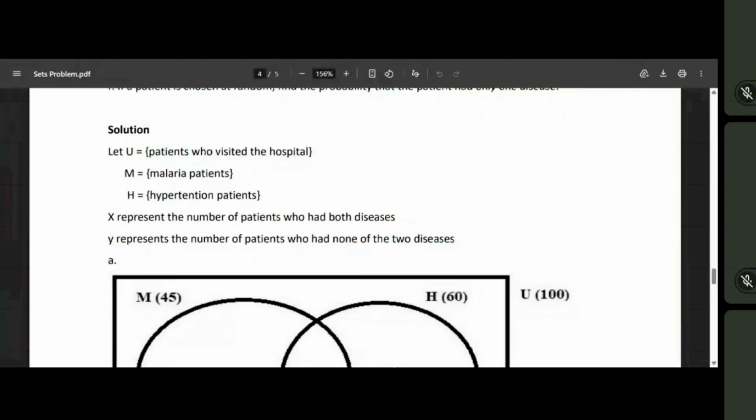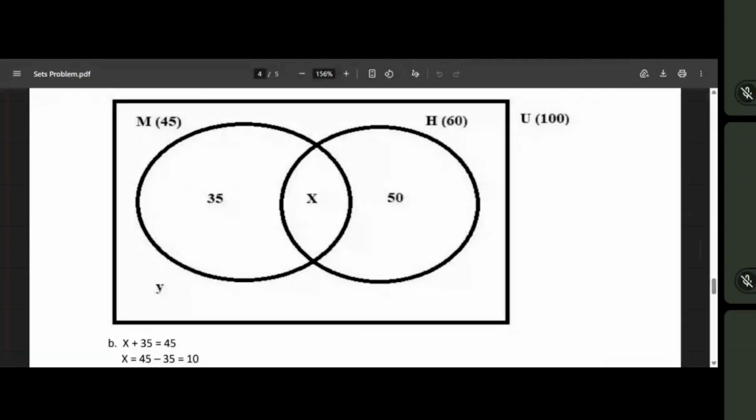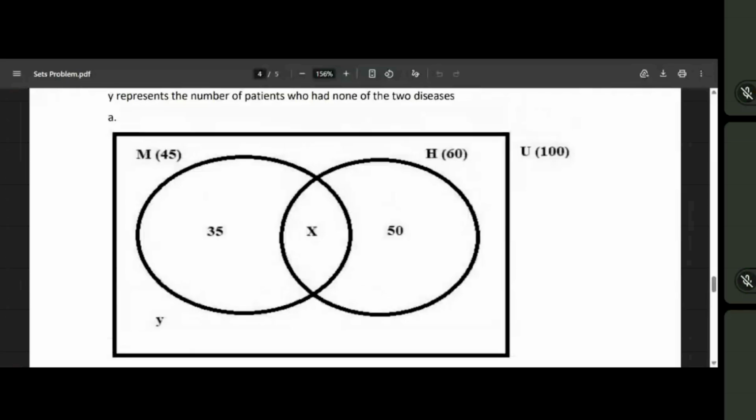So I'm not expecting you to put X in a curly bracket. Then Y represents the number of patients who had none of the two diseases. That is where you put X, and that is where you put your Y. Without even going to the solution, you and I know that 35 plus X will give you 45. To get X, you subtract 35 from 45, and that gives you 10. So your X is 10. Case closed.